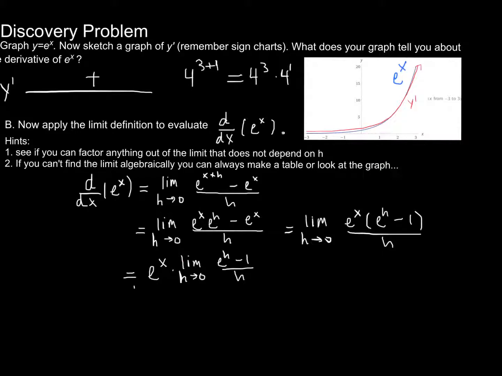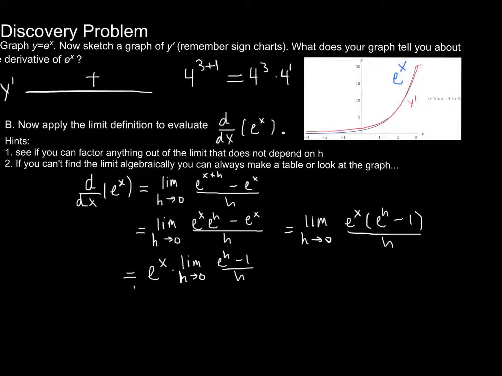And so you might be thinking to yourself, well, what about if it was 1? If this limit was 1, then we just have e to the x. That would be pretty great. So can we evaluate this limit? Well, if I plug 0 in for h, I'm going to get e to the 0, which is 1, minus 1 over 0. Again, 0 over 0.